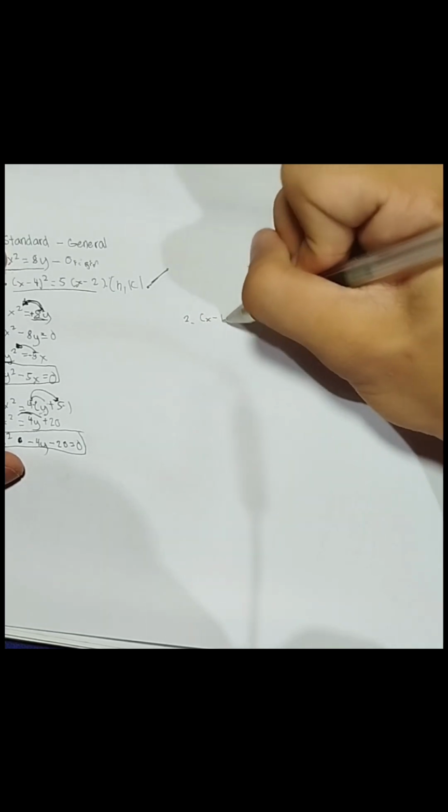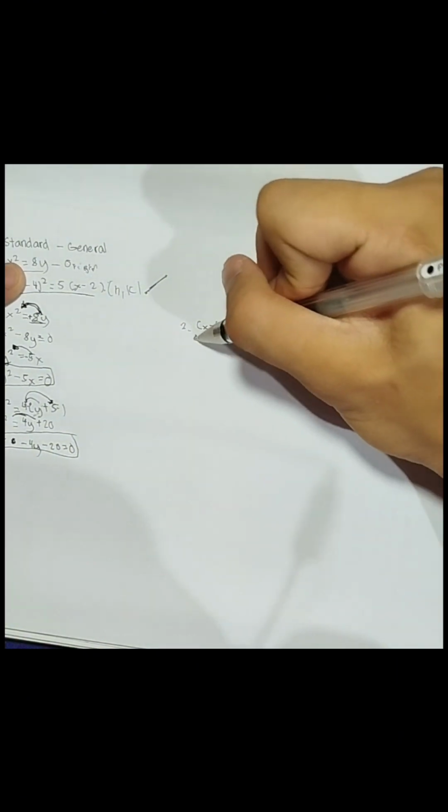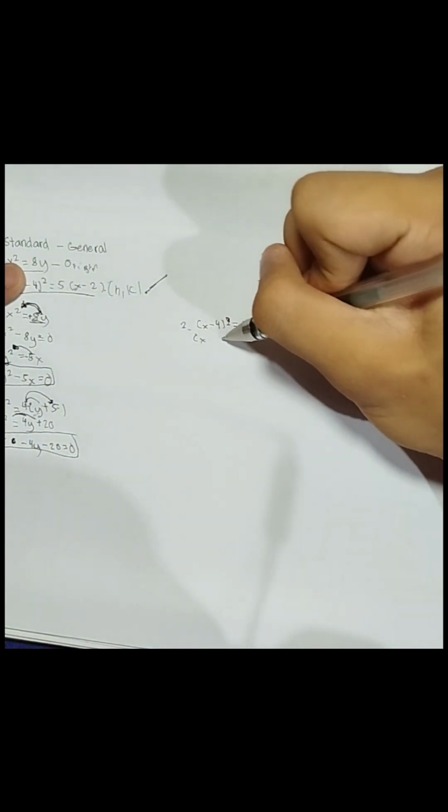(x minus 4) squared equals 5(y minus 2). So first things first, you have to remove this square. To remove that, you just have to multiply it by itself. So (x minus 4)(x minus 4).